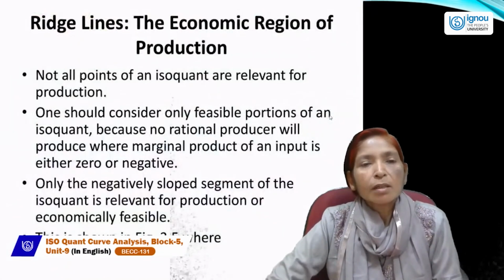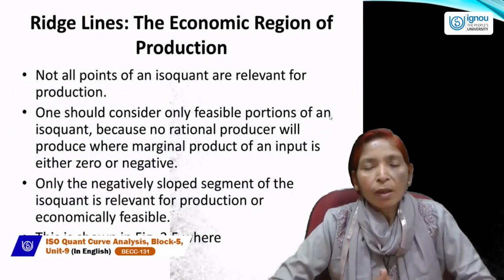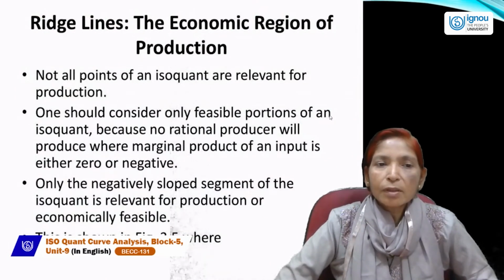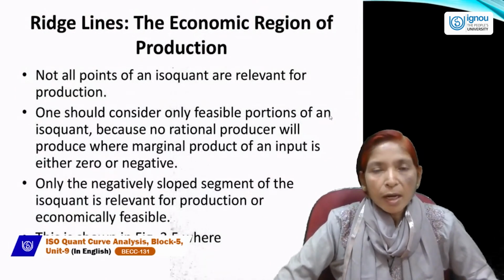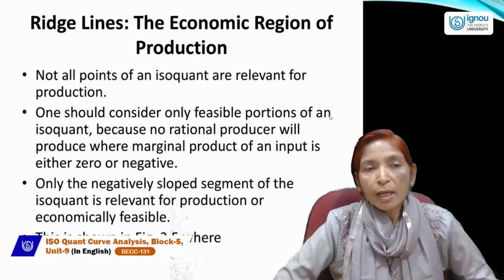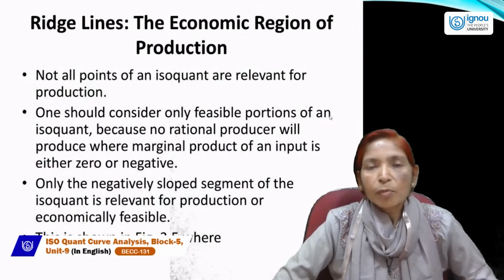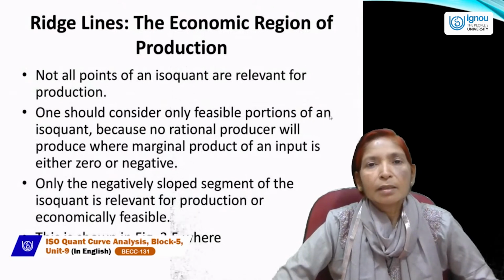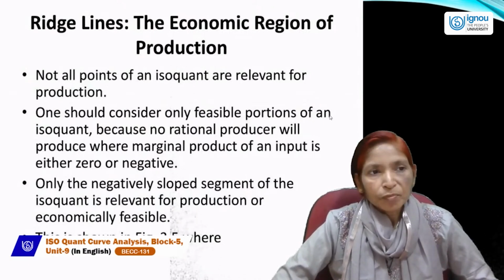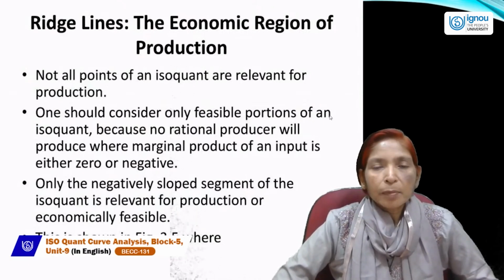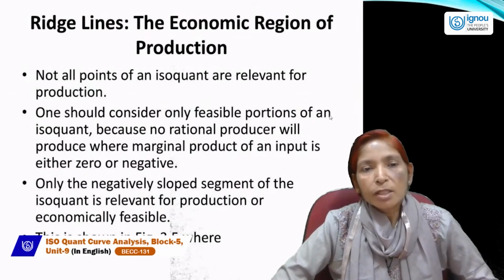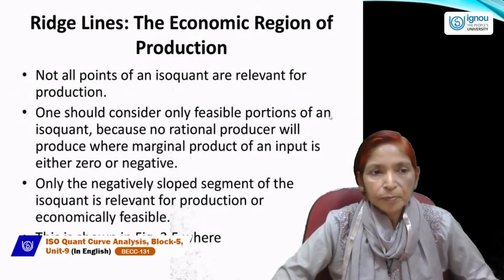Now next is ridge lines. What is the meaning of ridge lines and why are these ridge lines important while we are discussing the production function and isoquant curve? How do ridge lines represent the economic region of production?